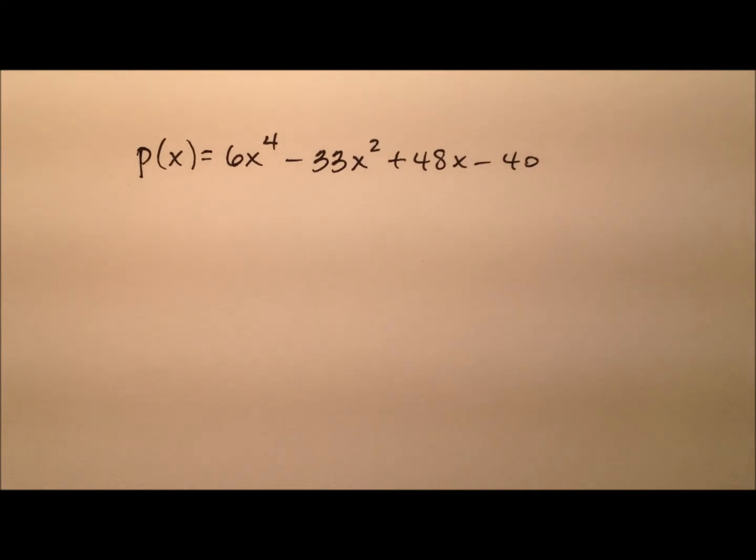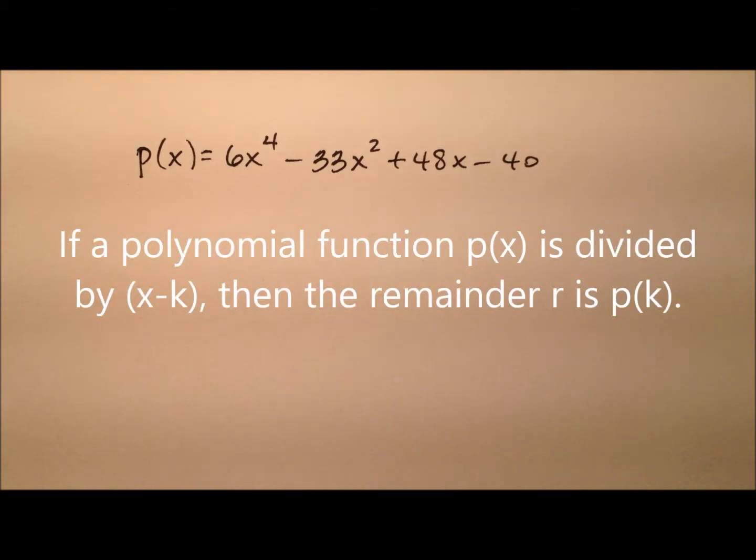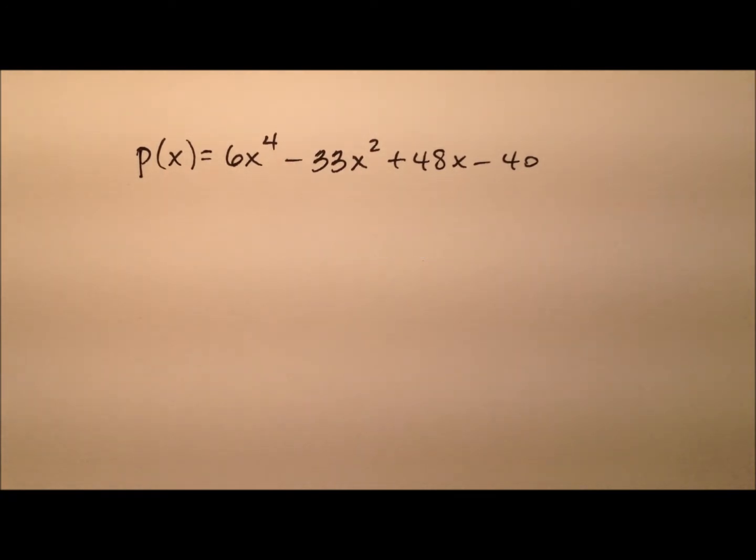In this video, I want to give you a general introduction to the remainder theorem and how it applies to polynomial functions. The remainder theorem states, if a polynomial function p of x is divided by the linear binomial x minus k, then the remainder, r, is going to be p of k. Well, what does that mean?